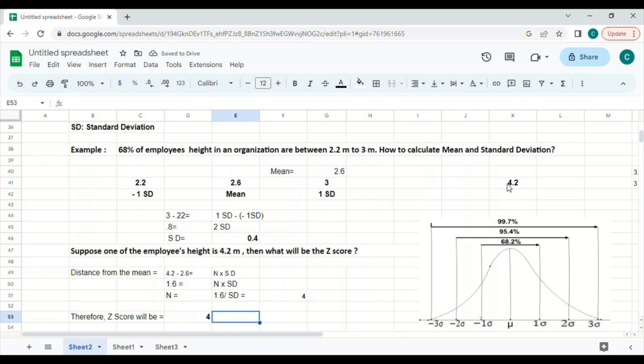That means the height of the employee is 4 standard deviations away from the mean. So we have seen the characteristics of normal distribution and how to calculate mean, standard deviation and z-score with the help of normal distribution.